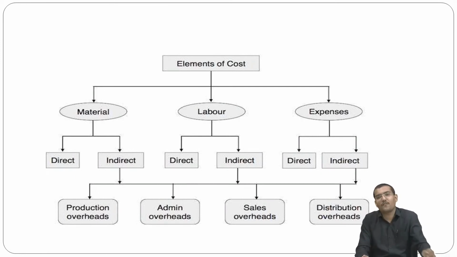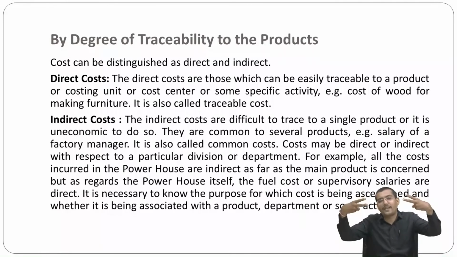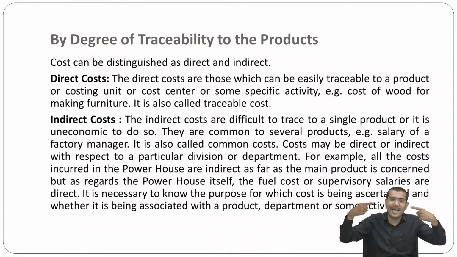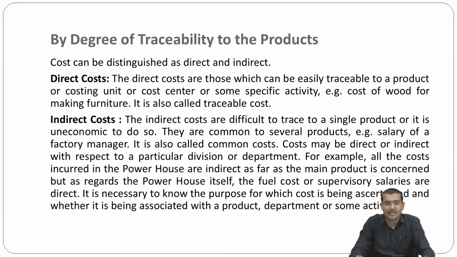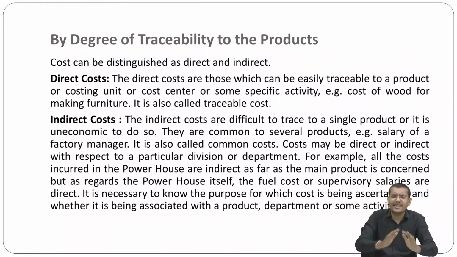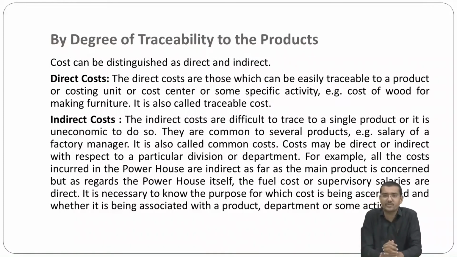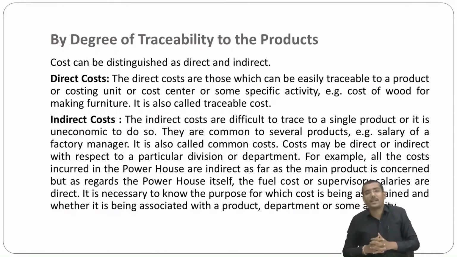Let's move to the further discussion. By the degree of traceability of product, it distinguishes with two main features, that is direct as well as indirect. The direct costs are those which can be easily traceable to the product or cost unit or cost center or a specific activity, which is considered directly related to your production. This is what, my dear friends, the direct cost is.